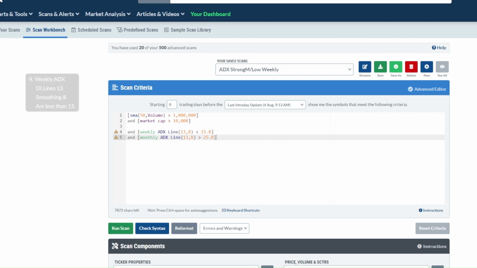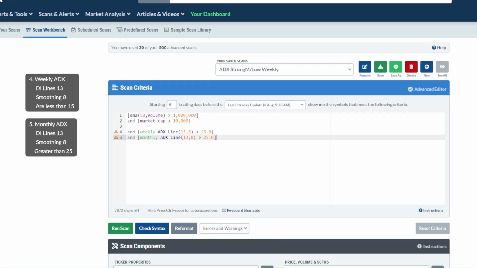What we're looking at is a weekly ADX line, 13.8, meaning the DI lines are at 13 and the smoothing is at 8, or less than 15. And then on the monthly, the ADX line 13.8 is greater than 25. All right, now I'm going to show you an example.